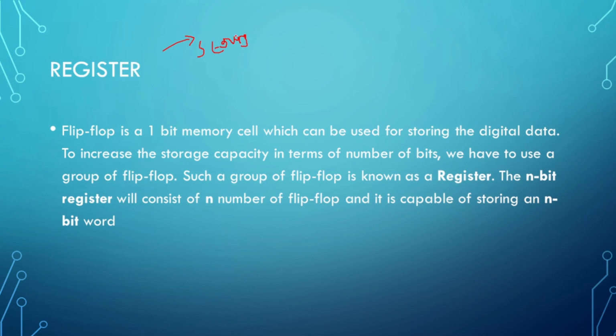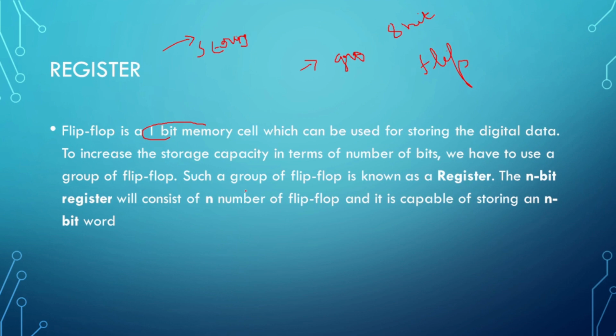If one flip-flop is used in a digital circuit, it stores only one bit of data. If you want to store more than one bit, you can construct a group of flip-flops. This group of flip-flops is known as a register. For example, to store 8-bit data, you need to construct 8 flip-flops. This 8-bit group of flip-flops is known as a register.